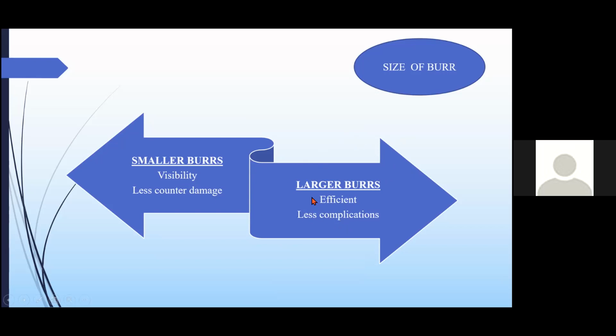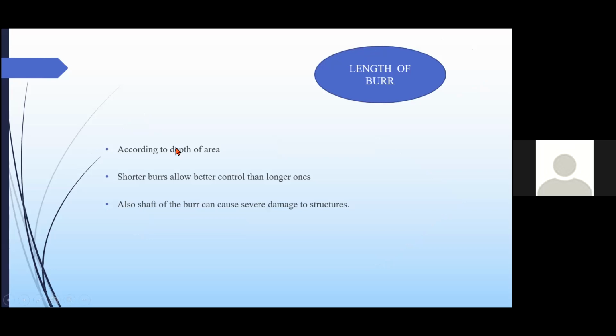one more thing I forgot: larger burrs are efficient and the complications are less, but sometimes because of the larger size in some narrow spaces, the contour surface can get damaged, and also the visibility gets compromised. So this can be overcome by a smaller burr, where the visibility is good and contour damage is less, but we have to be careful because it has the tendency to penetrate. So one must apply no pressure or minimal pressure possible while drilling over the mastoid.